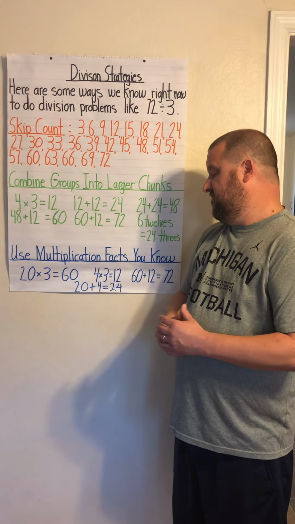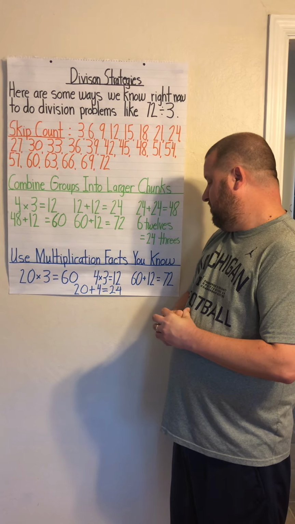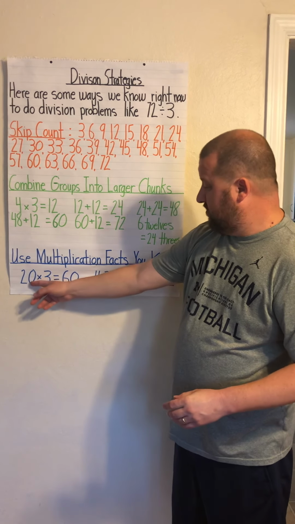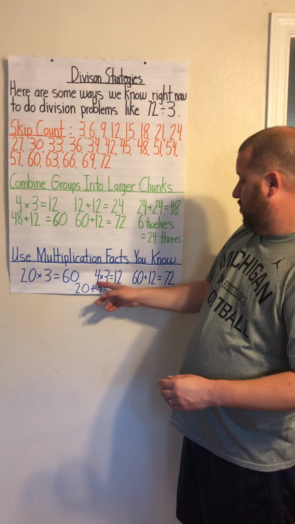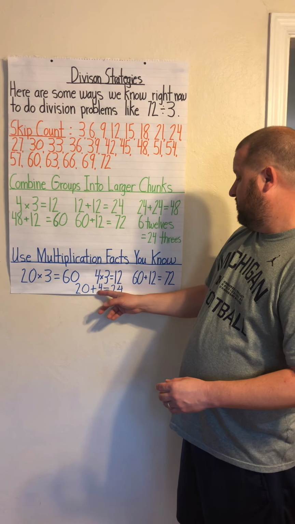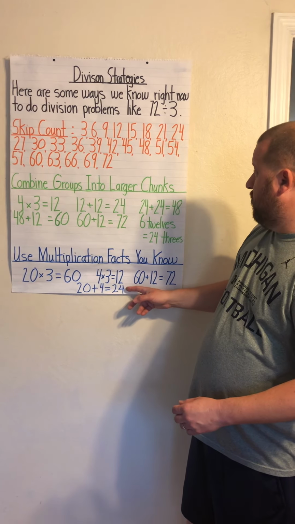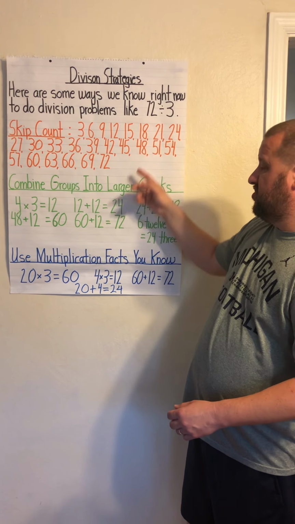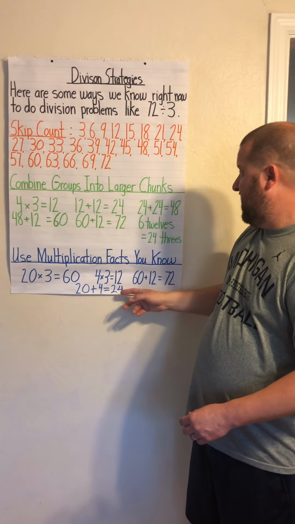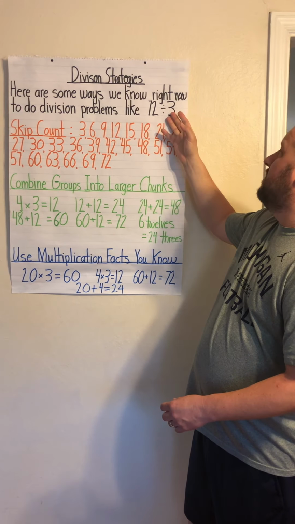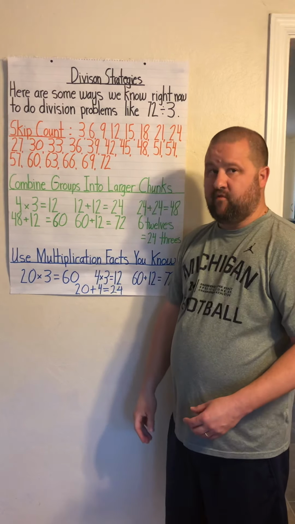Now I need to see how many 3s I used. I used 20 threes here, and I used 4 threes here, and 20 plus 4 equals 24. So I got 24 threes. Using each strategy, I came up with the same answer. So 72 divided by 3 would be 24.